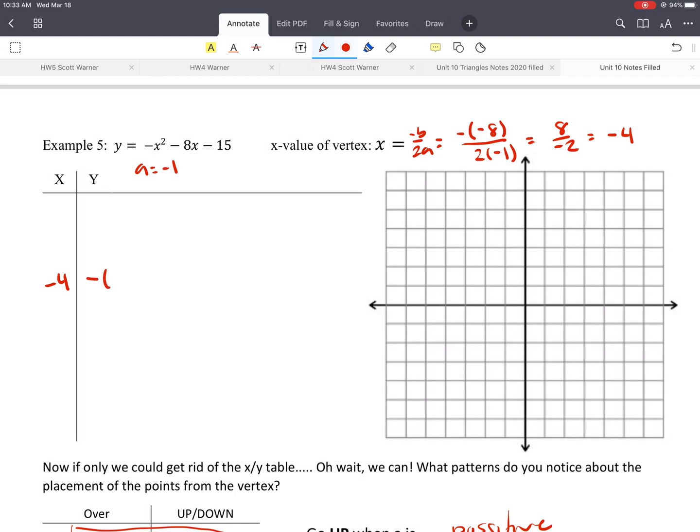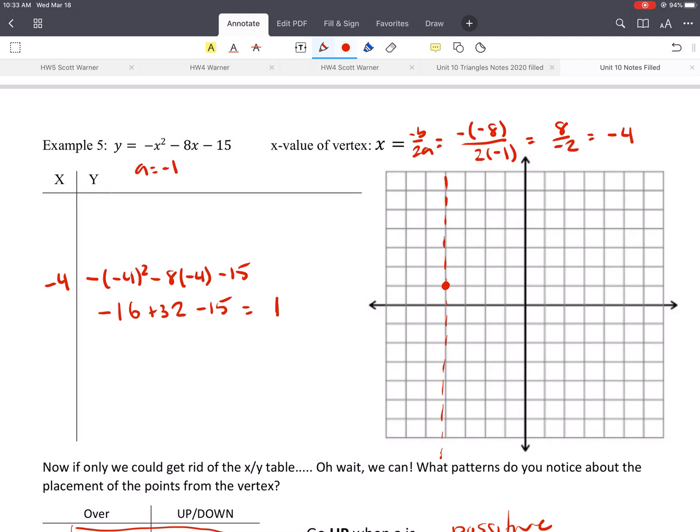We'll do negative times negative 4 squared minus 8 times negative 4 minus 15. Okay, and that ends up giving you negative 16 plus 32 minus 15. That ends up giving you 1. So negative 4 was our axis of symmetry, something like this. And then the vertex will be negative 4, 1, which will be right here. Okay, let me fix that.